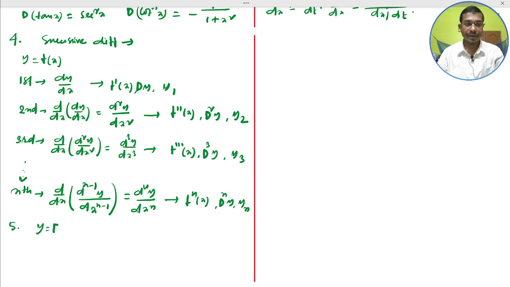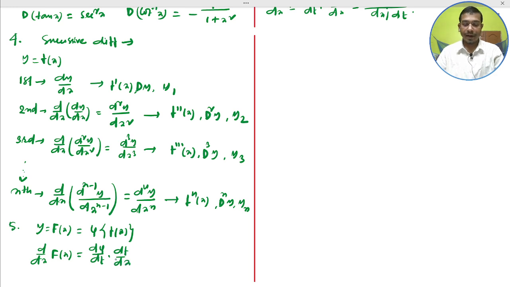Suppose y equal to phi of f(x). This is a function of a function. So the derivative d/dx of phi(f(x)) should be d phi/dt into dt/dx. Next, derivative of one function with respect to another function.